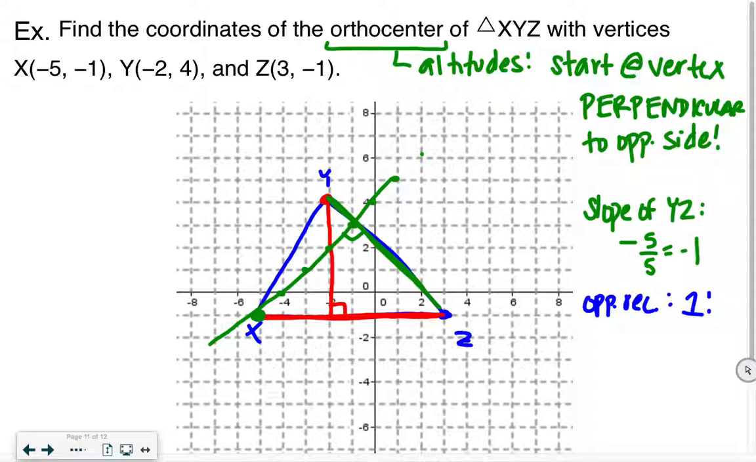Now I'm looking at your slope of YZ. And we have -5 over 5. Is that correct? Mm-hmm. And where did those two lines cross? -2, 2. And that's your answer.